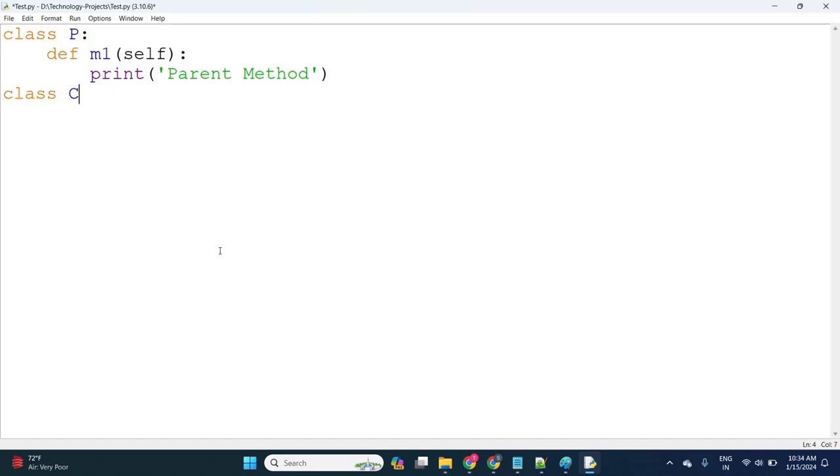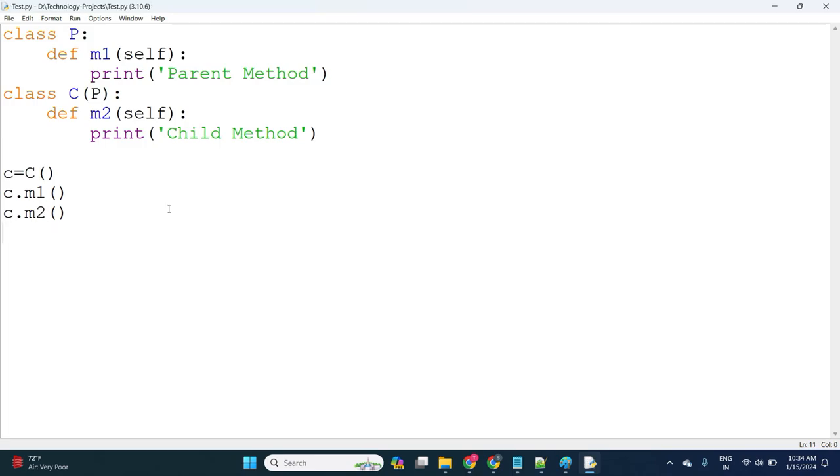Next, class Child extends Parent. Here I'm taking the m2 method, which is also an instance method. Print child method. So observe here, now I'm creating a child class object. On the child class object reference, I'm executing the parent instance method and the child instance method.